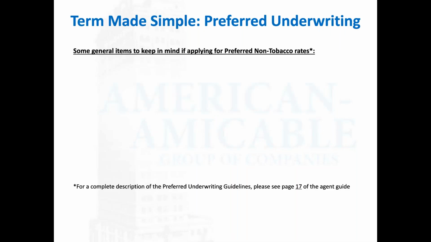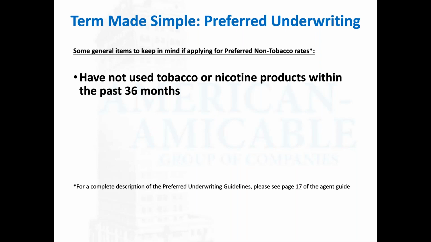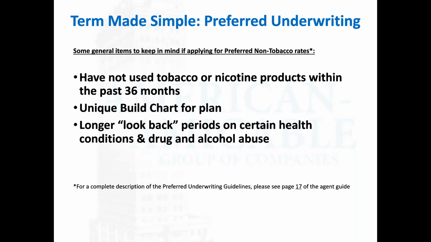Now, from a preferred standpoint, some things to keep in mind: they can't have used tobacco or nicotine anytime in the last 3 years. There's a unique build chart with it that's probably closer to the standard build chart than anything. It's not even, if you sell term with other carriers, it's not even that preferred build chart. It's more liberal than that even. And then we have some longer look-back periods in certain health conditions and drug and alcohol abuse. The agent guide's got all the preferred guidelines in it, and you'll know pretty quickly when you talk to your client whether or not you think they might be able to apply for that preferred rate out there.